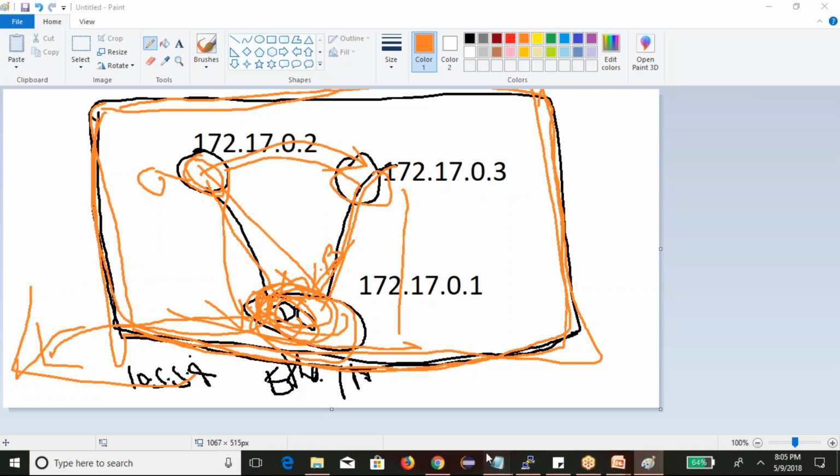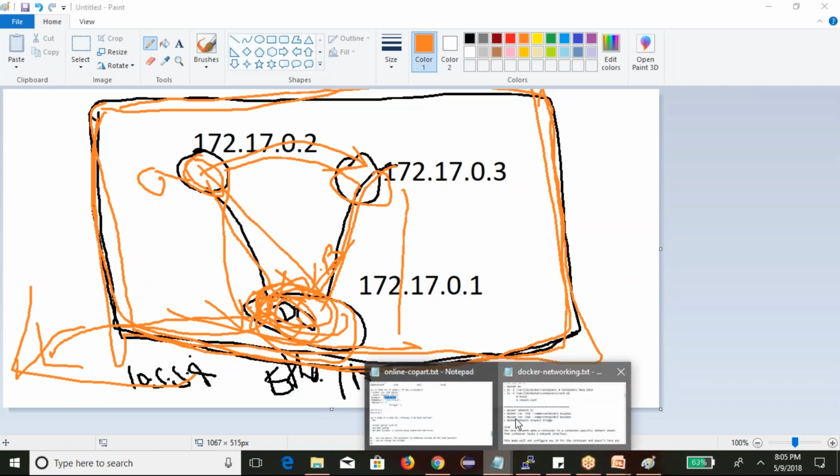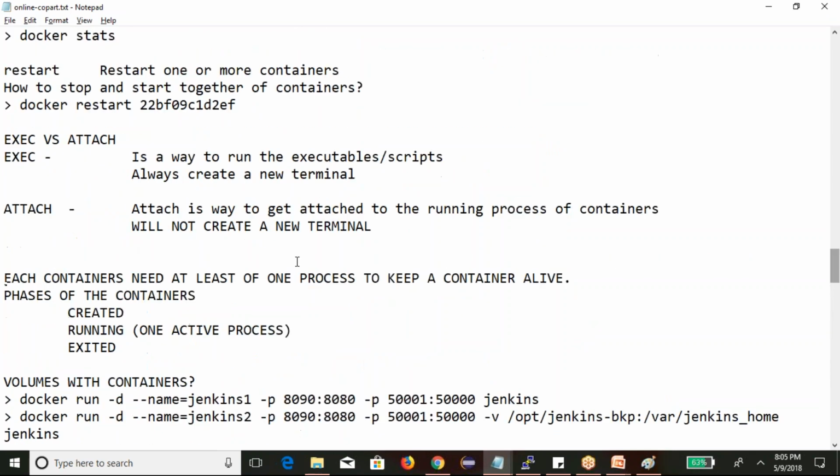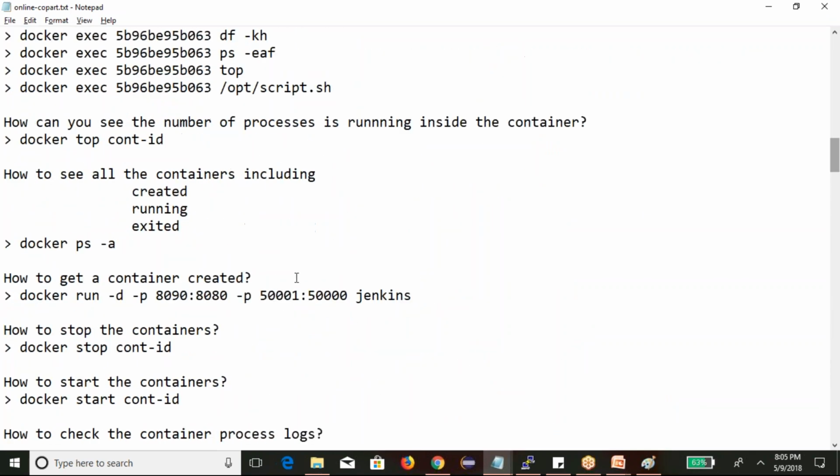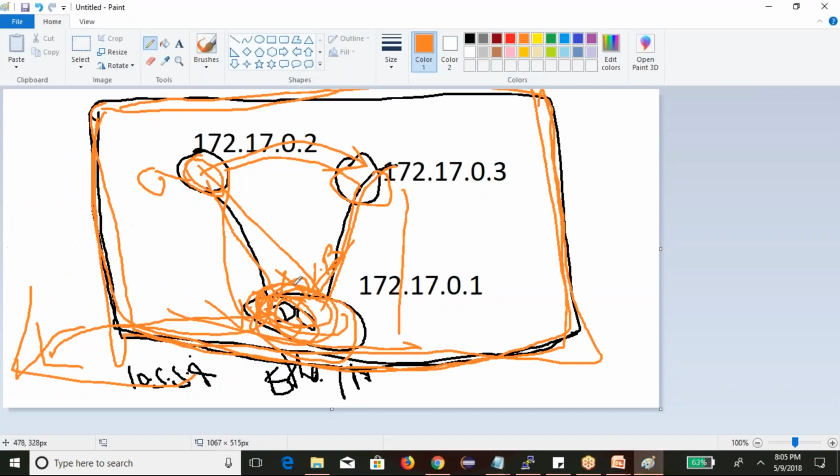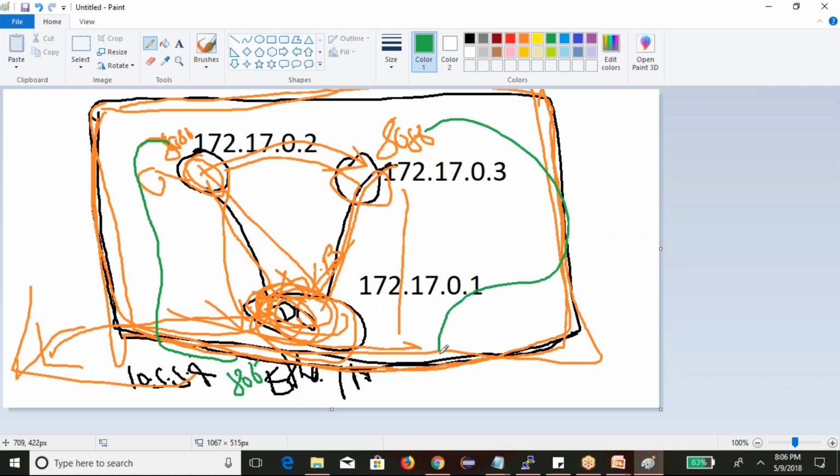So what you did last time, if you remember, is port mapping. This is running on 80 internally, 8080. This is also running Jenkins services on 8080. So you expose the port with the host. I'm very bad at drawing, sorry about this. So I'm exposing port 8080 for this container, and for another container, 8080 to 8090.